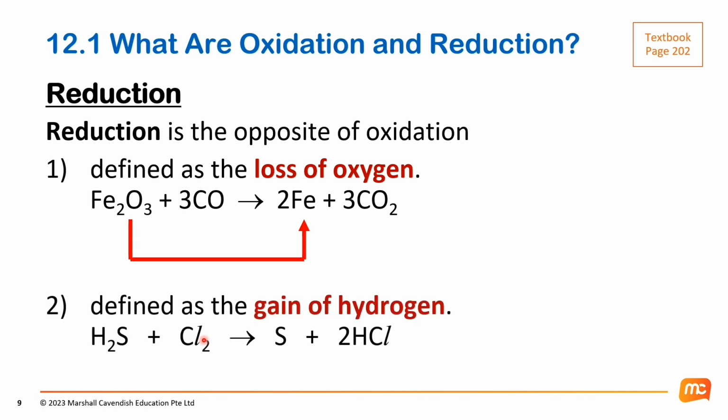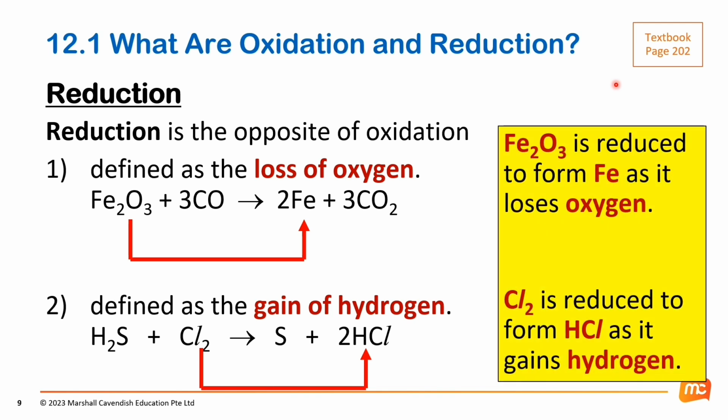The other way is to look at hydrogen. Now this time round, we say that reduction has happened when there is a gain of hydrogen. So if you look at this again, you'll notice that the chlorine here, Cl, actually went through a reaction to become HCl. So that is a gain of hydrogen, and that is a method to determine whether there is reduction or not. So how do we phrase this? We phrase this as iron 3 oxide is reduced to form Fe, which is iron, as it loses oxygen. And for the second example, chlorine is reduced to form HCl as it gains hydrogen.